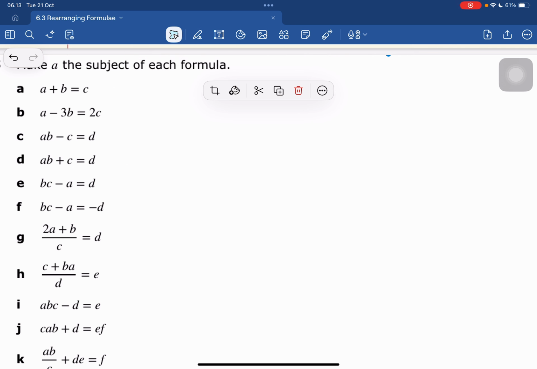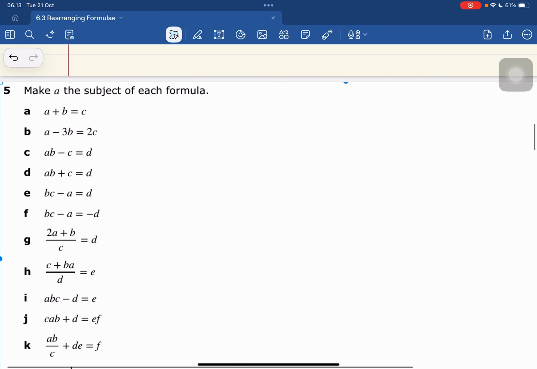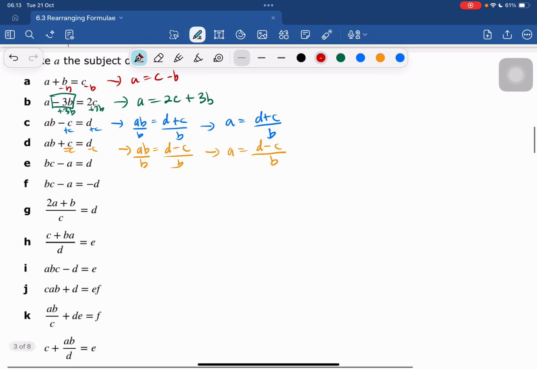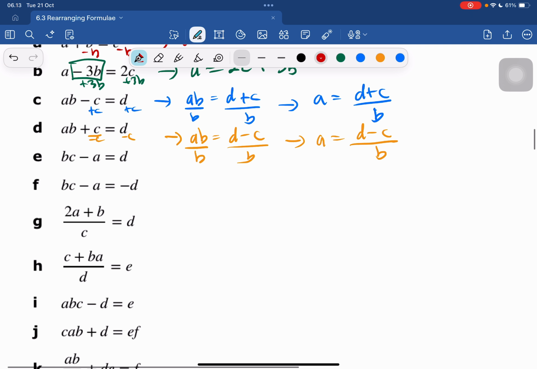Next question. To make it A, let's plus A here, also plus A here. And then minus D here, and minus D here. So we will get BC minus D equals A.